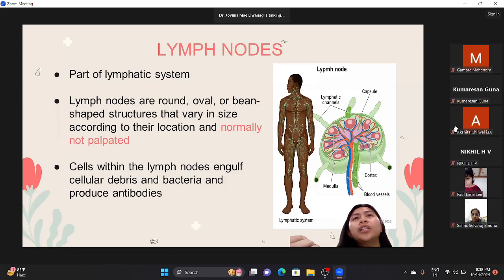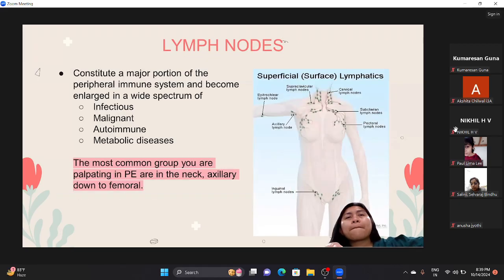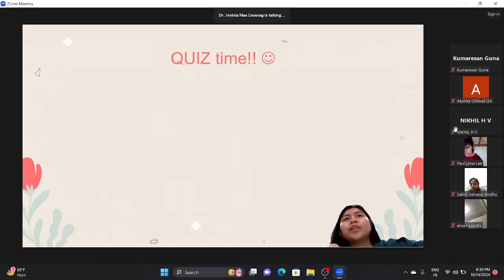So what is a lymph node? A lymph node is a part of the lymphatic system. Normally, they are not palpated. Cells within the lymph nodes engulf cellular debris or bacteria. That's the time that you will palpate the lymph nodes. The most common groups you palpate in the physical examination are in the neck, axillary, down to the femoral lymph nodes.